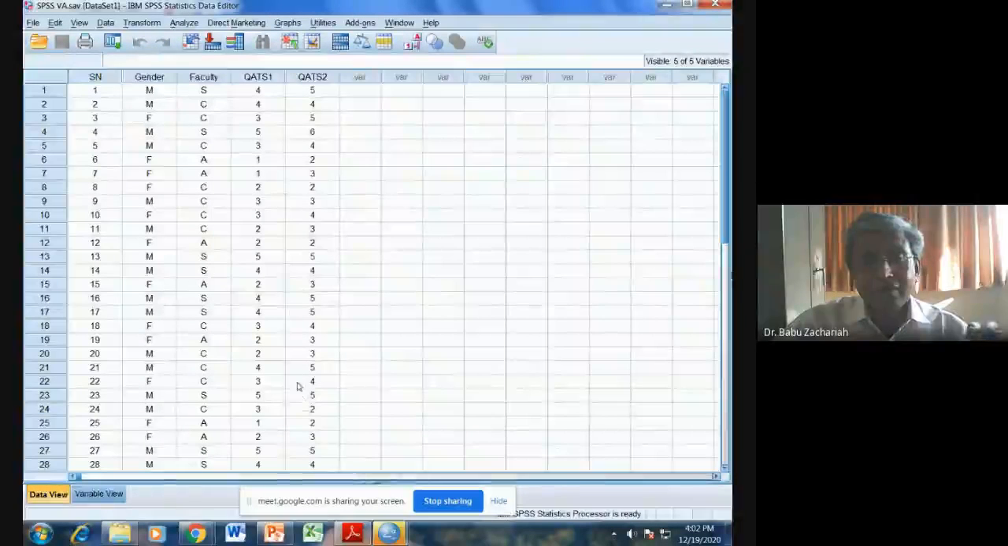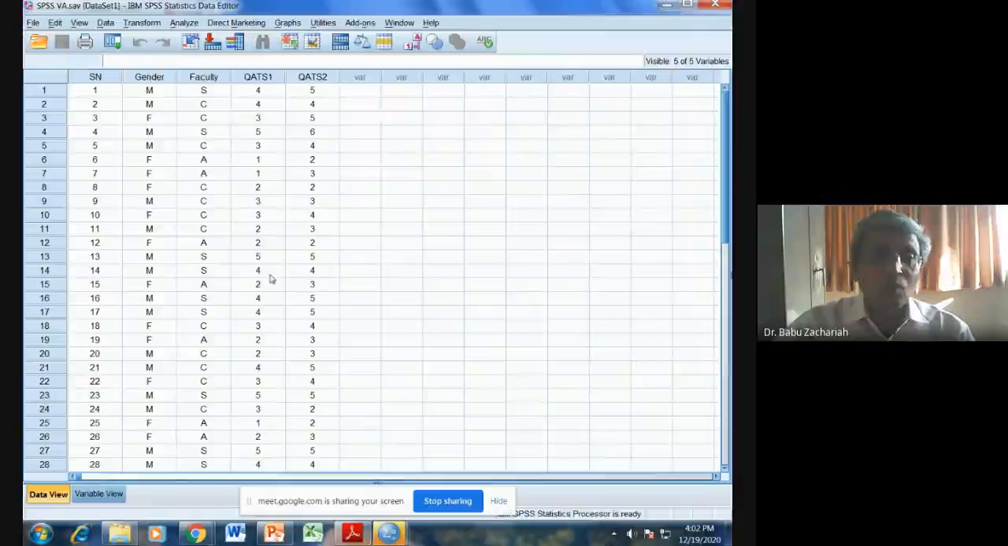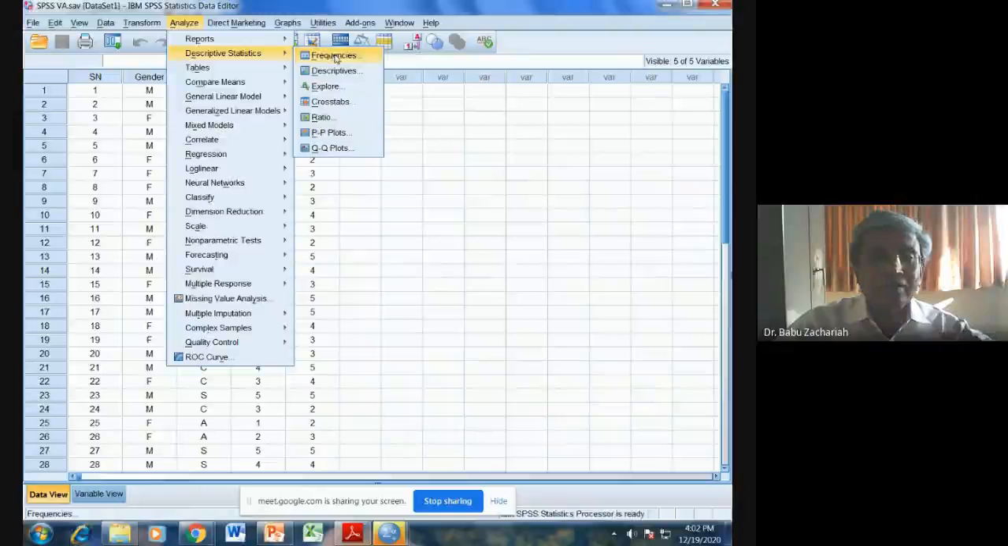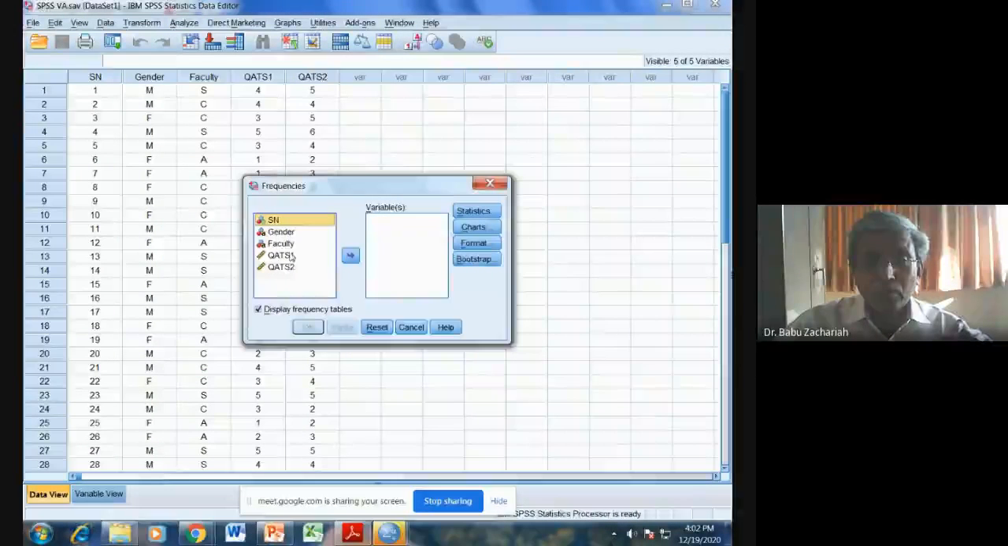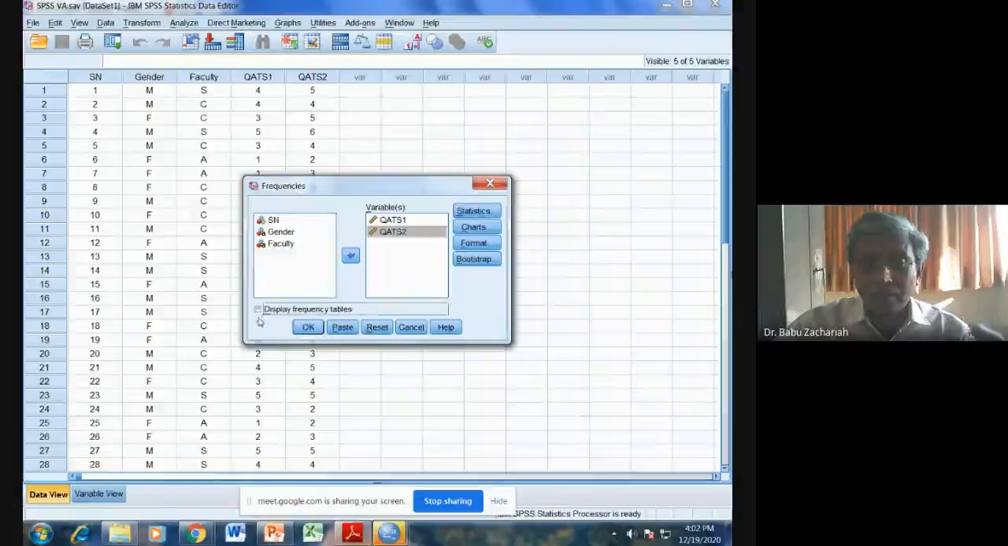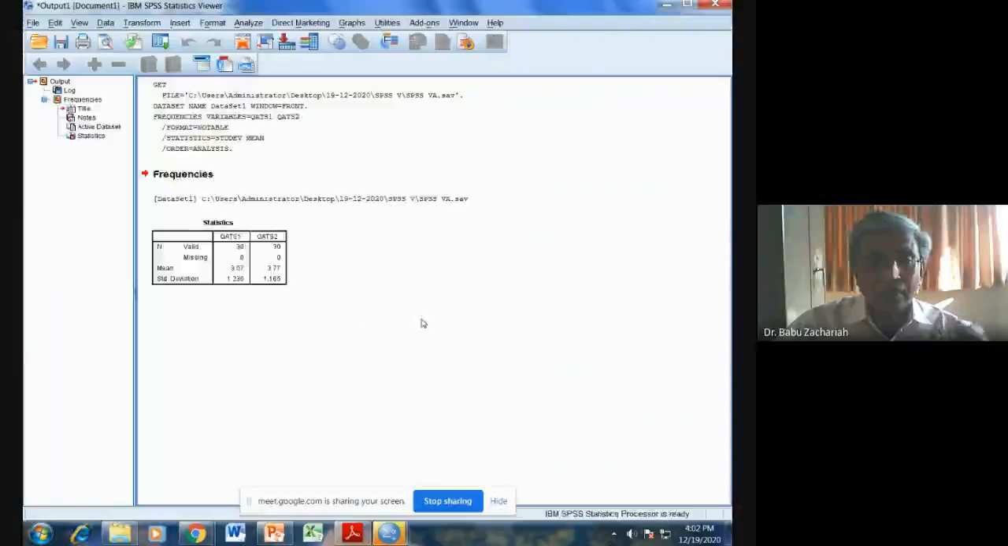So what is asked is the mean and standard deviation of QATS1 and QATS2. We can come to Analyze, Descriptive Statistics, Frequencies. Put QATS1 and QATS2 in the right side box, come here, select mean and standard deviation and continue. Frequency table not required. Proceed. So here you get the answer. Mean of QATS1 is 3.07 and QATS2 mean is 3.77, and the standard deviation is also obtained.